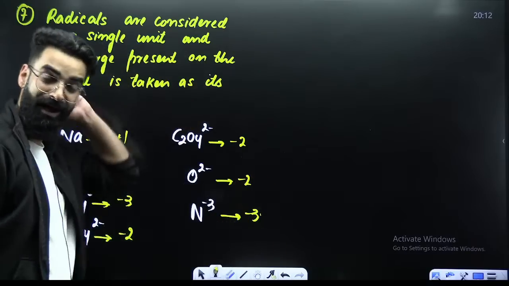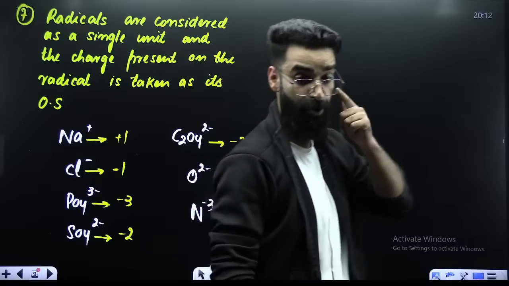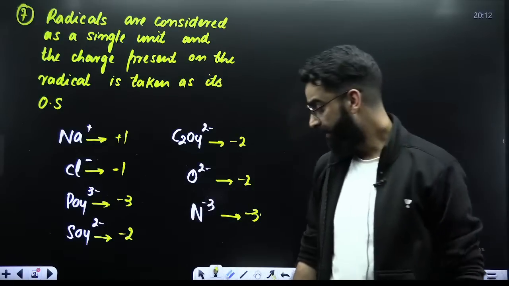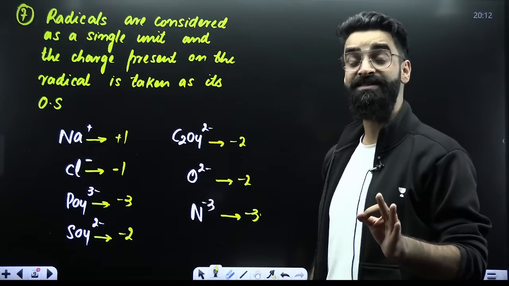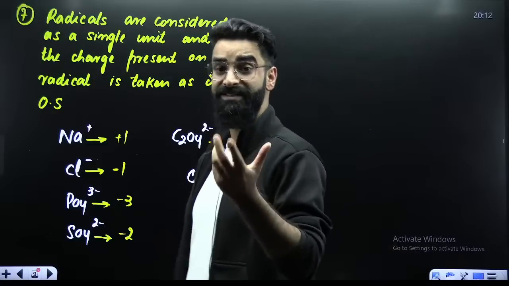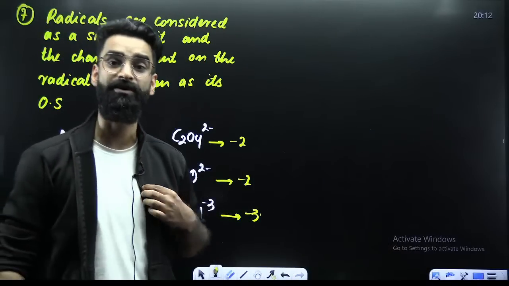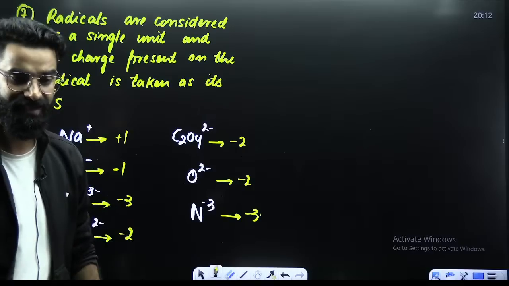So radicals are basically the atoms or group of atoms which have any sort of charge on them, right? And remember, radicals are considered as a single unit, and the charge present on the radical will be taken as its oxidation state.